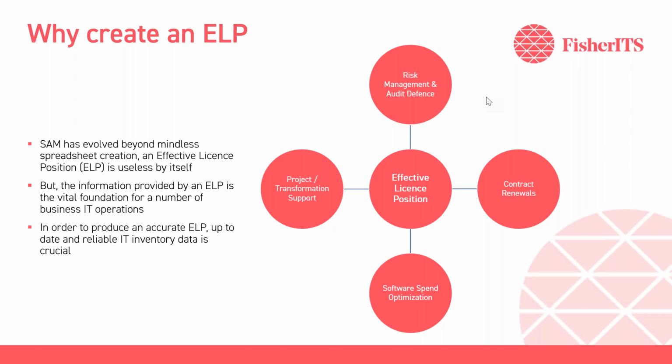And we just want to clarify that we believe that SAM has evolved far beyond this. It used to be that the effective license position was the core and pretty much the entirety of what software asset managers were doing, were living by. Right now, it's a lot more agile, a lot more about getting the right information, but you still cannot achieve your goals if you do not have that data. So it's very important to still produce those documents every once in a while, or at least often enough that you can use them to get optimal results.